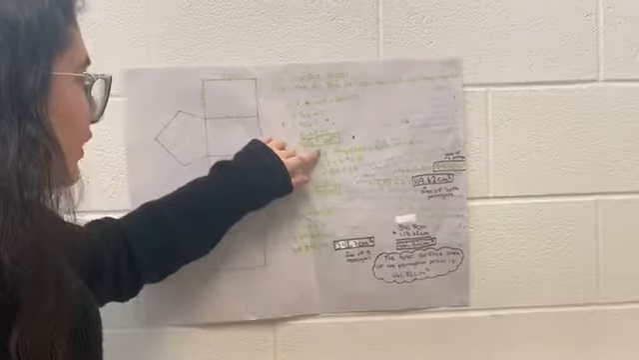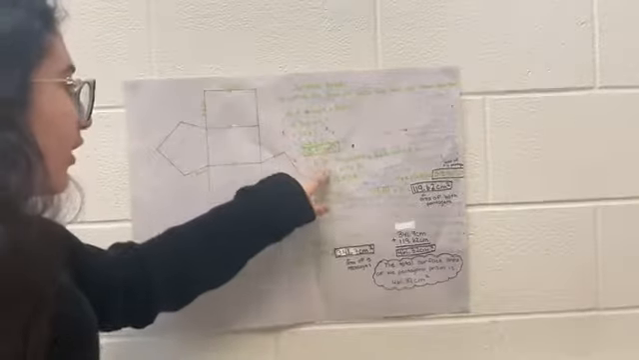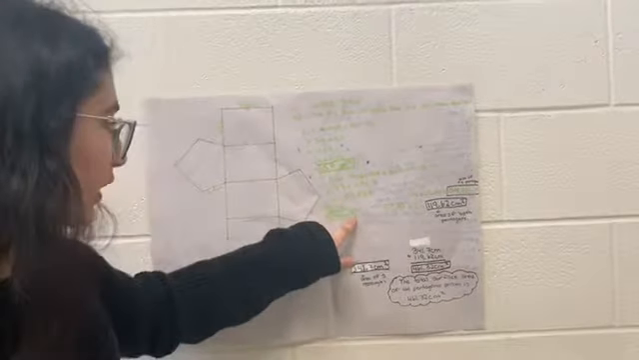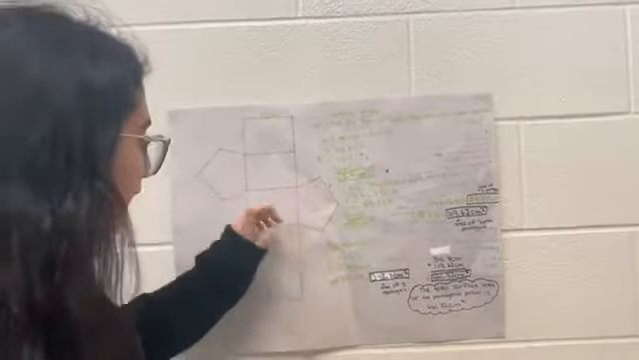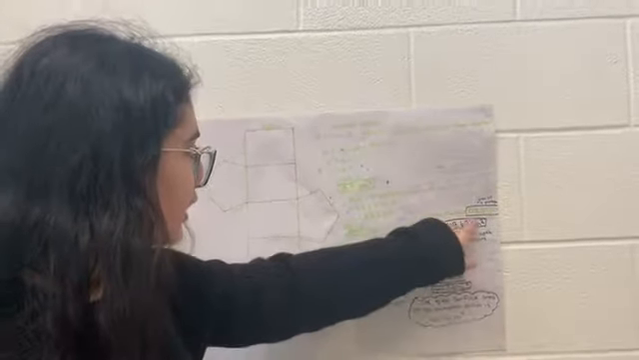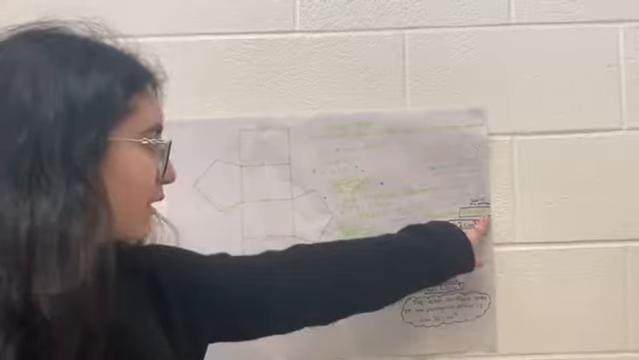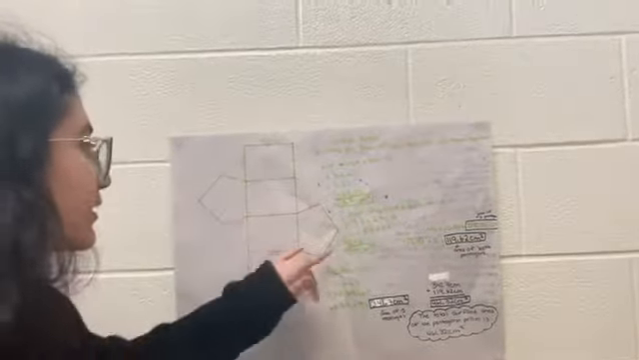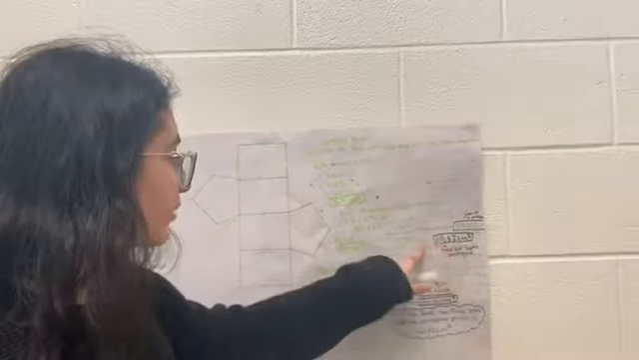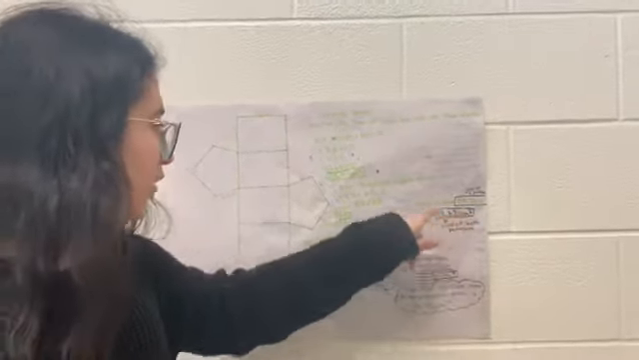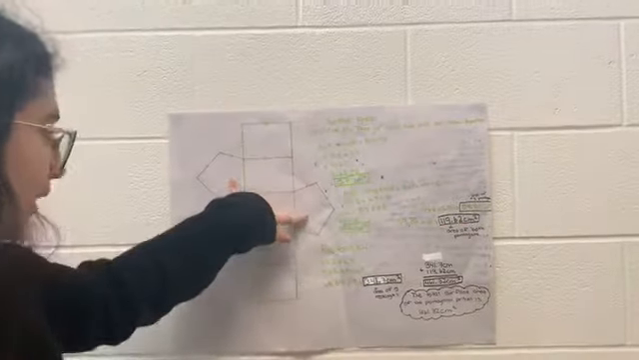So I found the area of the triangle, which was 15.81, and the area of the trapezoid, which was 44 centimeters square. Then I added both of them together, and it gave me 59.81 centimeters square, which is the area of just one pentagon. But it's a prism, so it has 2 bases. So I multiplied it by 2, which gave me 119.62 centimeters square. So that is just the area for 2 pentagons.